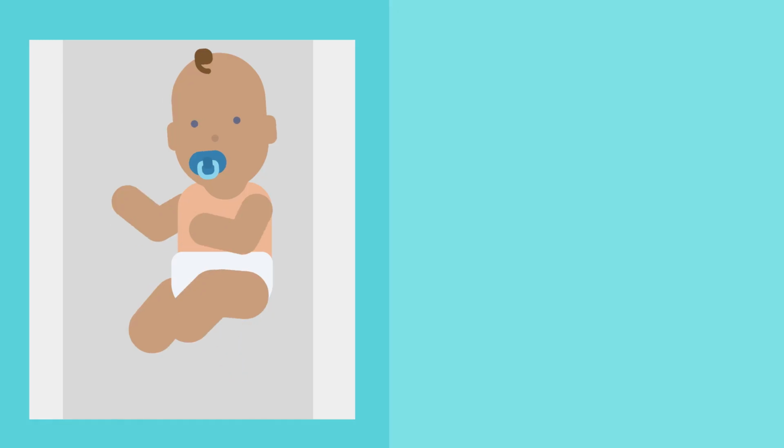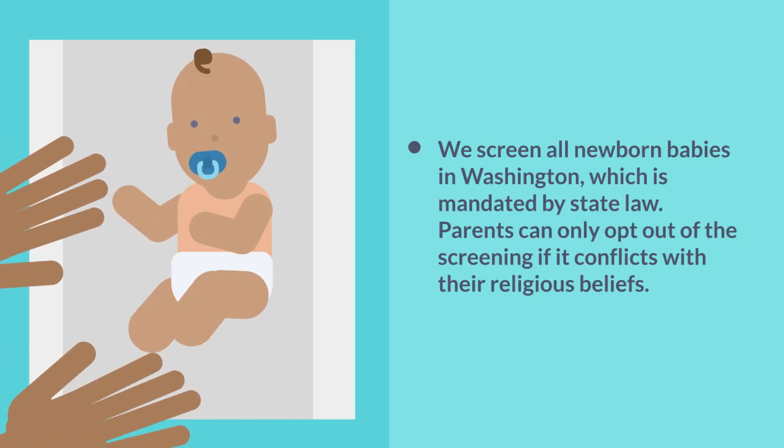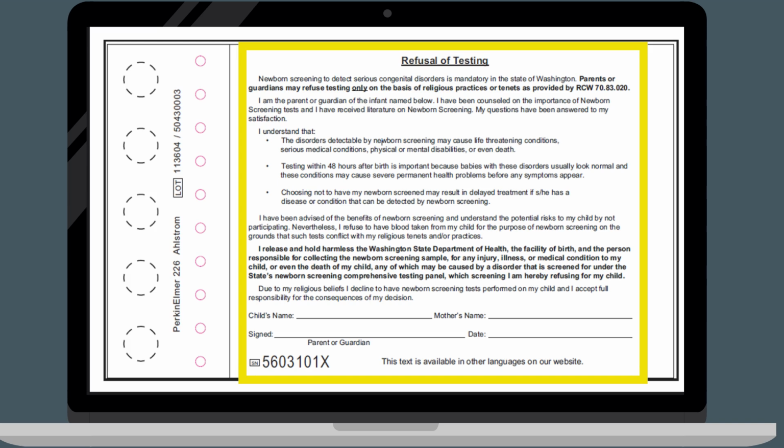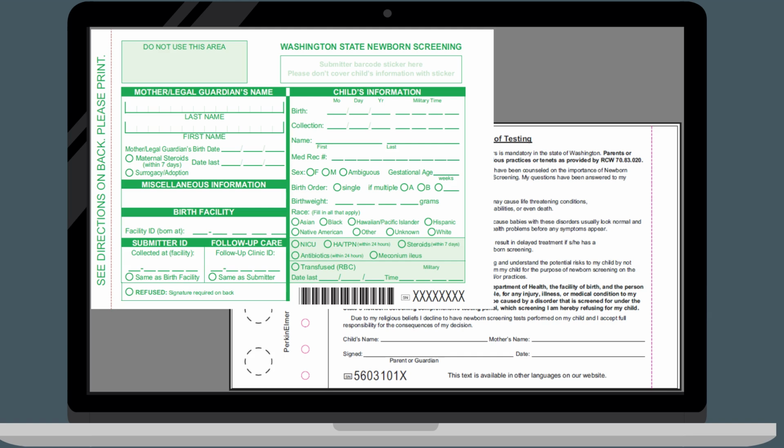Refusals. We screen all newborn babies in Washington, which is mandated by state law. Parents can only opt out of the screening if it conflicts with their religious beliefs. If they make this choice, make sure they read the refusal of testing statement on the back of the screening card. Text is available on our website in other languages for parents to reference. If the parents refuse the screening, you should still complete all the demographic information on the front of the card and check the box indicating refused.